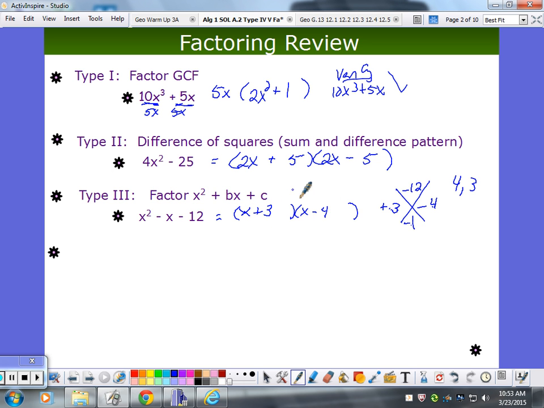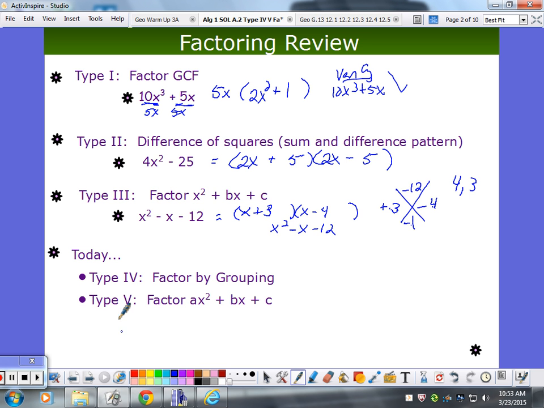Check it by multiplying back: x squared minus 4x plus 3x. That's a minus x. 3 times negative 4. Did I get what I started with? Yes. Okay. Good. So our last 2 that we're going to be covering this year, type 4 and type 5.